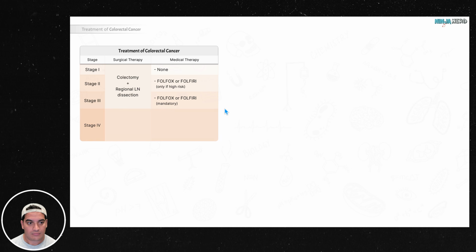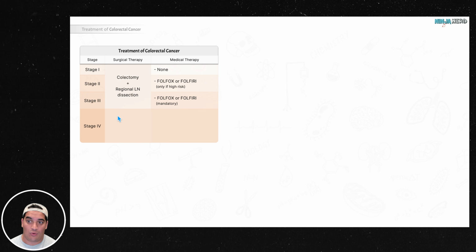All right. Now, with these, usually is using things like fluorouracil. So you use like 5-FU. You'll use other things like leucovorin. You'll use things like oxaliplatin or irinotecan. You're probably not going to be testing on that. You'll probably just see chemotherapy or FOLFOX or FOLFIRI. All right. So that's something that you can utilize.